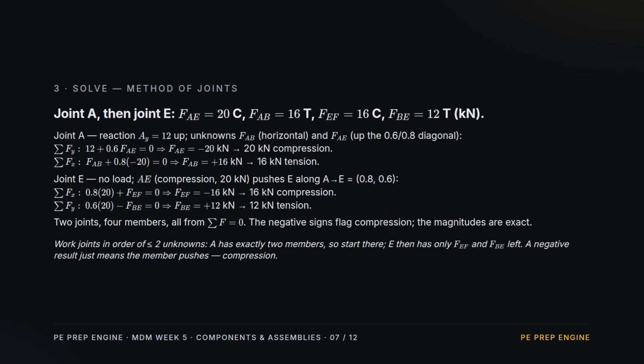Solve. Part 1. Method of joints. Start at joint A, because it has exactly 2 unknown members. Sum of vertical forces gives member AE at 20 in compression. Sum of horizontal gives AB at 16 tension. Move to joint E, where AE now pushes in along its diagonal. The horizontal balance gives the top chord EF at 16 compression, and the vertical balance gives the vertical BE at 12 tension. 4 member forces, all from force equilibrium. The negative signs simply mark compression.